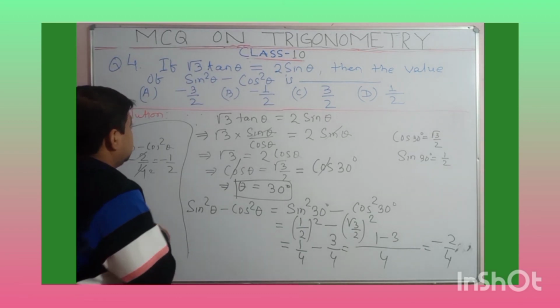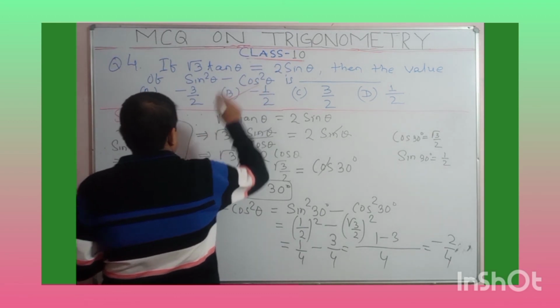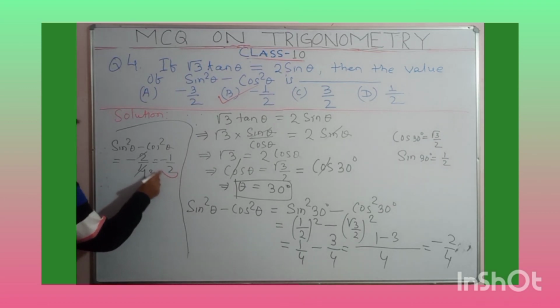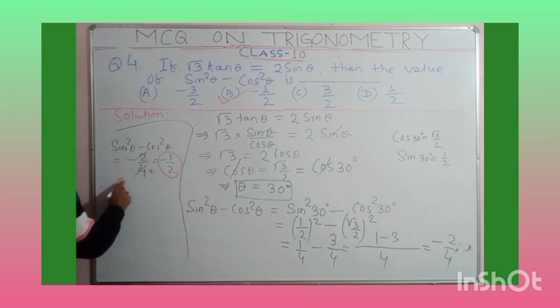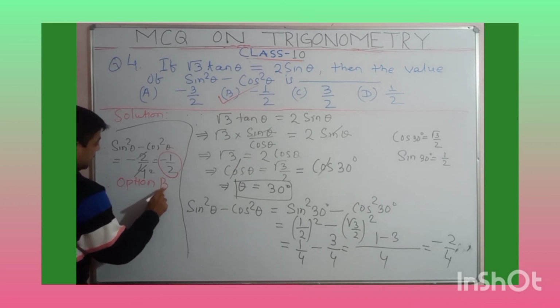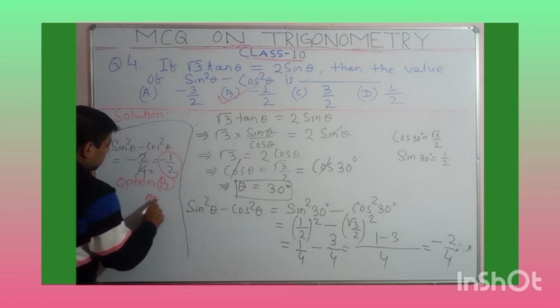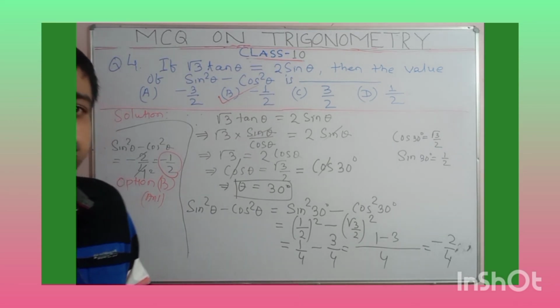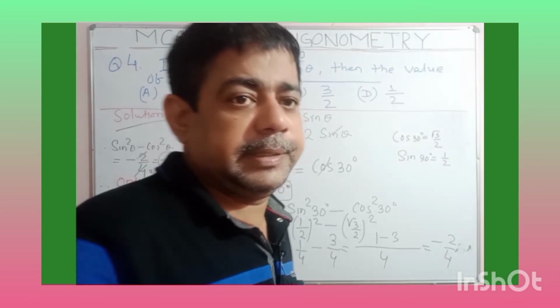Which is the correct option? Here option B is the correct option. Hence we got minus 1 upon 2 as the correct option. So the option is B. Okay, understand? Is it clear? Okay, just follow it.